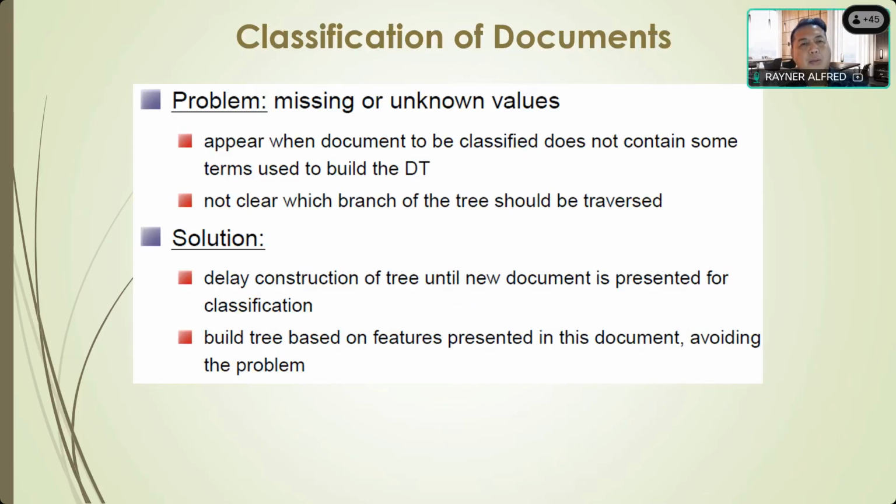Okay. The problem with this one is that when you have new unseen document, but they do not contain the keyword that you use to construct the decision tree. Okay, so that is the problem here. So what happens is that you will need to continuously update your tree here. So that's why they said delay the construction of tree until new document is presented for classification. Or you can build tree based on feature presented in this document, avoiding the problem. So you keep updating your decision tree model.